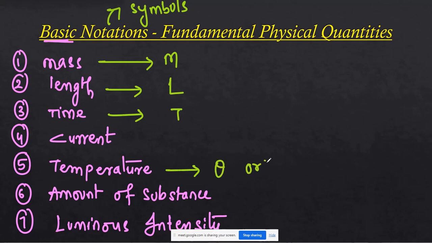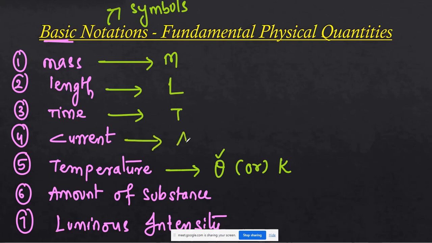In textbooks they'll keep capital K also. Capital K means Kelvin. You can use any one, but I prefer you to use theta, because K is also the symbol for the Boltzmann constant. You will be studying it in states of matter, so there it becomes confusing. So better you remember theta for temperature.